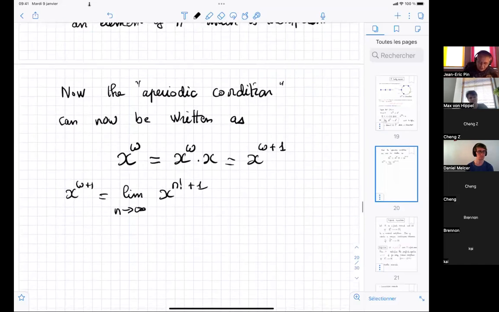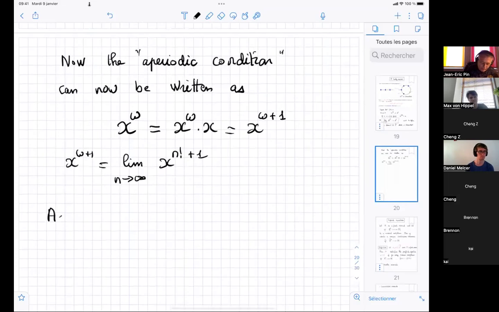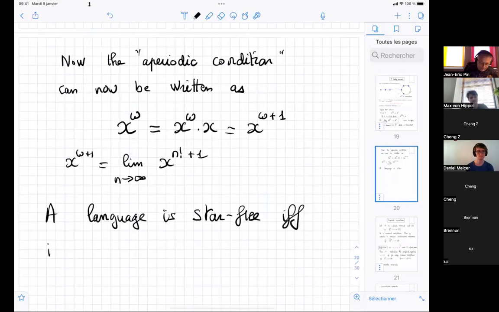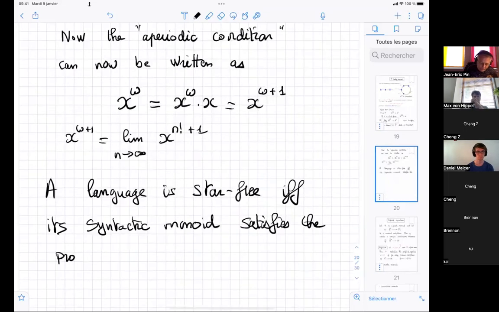So the condition means that the language we start from is star-free if and only if its syntactic monoid satisfies the profinite equation x^omega = x^(omega+1).